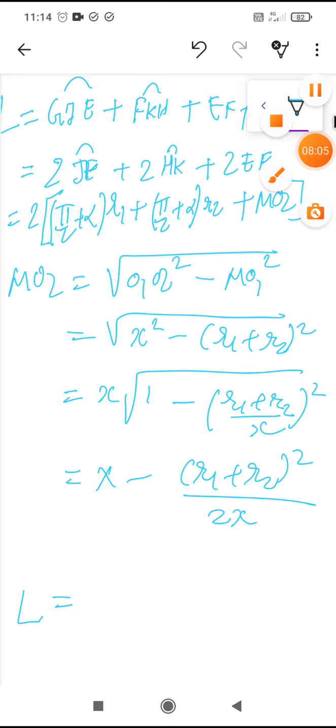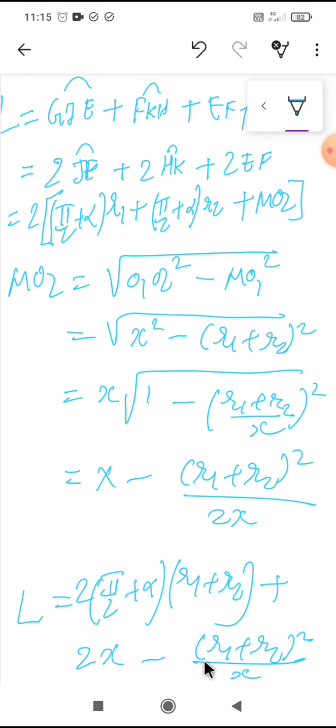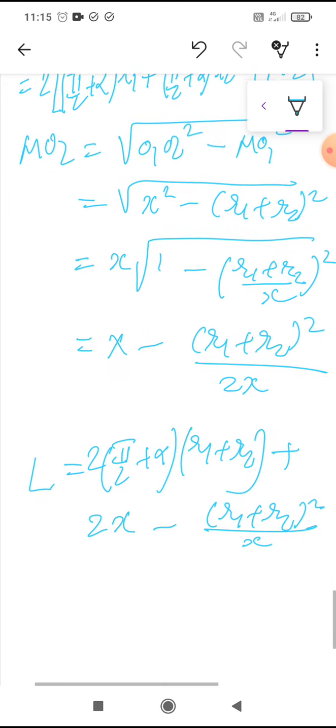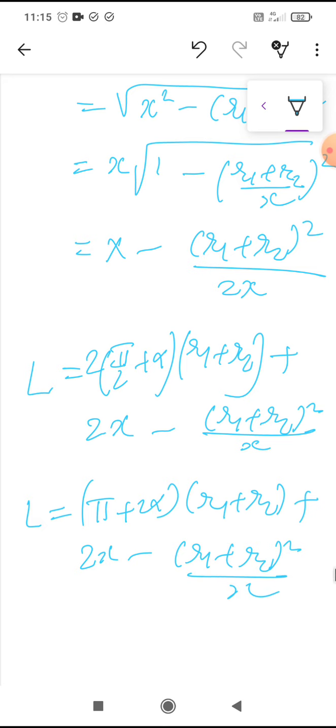So our total length L will be equal to, here (pi by 2 plus alpha) is common, so I can write here pi by 2 plus alpha into (R1 plus R2) into 2, plus, now I'm multiplying 2 inside, so here 2 MO2, so here it will be 2X minus (R1 plus R2) whole square divided by X. So 2 gets cancelled, so we are left with X here. If I multiply 2 inside, what I'm left with is L is equal to (pi plus 2 alpha) into (R1 plus R2) plus 2X minus (R1 plus R2) whole square divided by X.